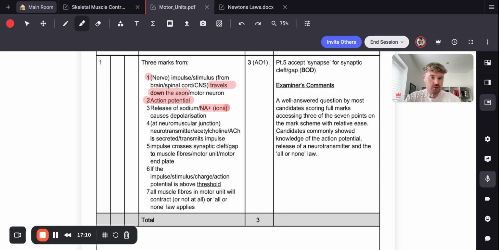That is created by sodium ions causing depolarization for point 3. Then the neurotransmitter is secreted into the synaptic cleft for point 4. The neurotransmitter then crosses the synaptic cleft until it gets to the muscle fibers for point 5. And then if the action potential has reached the threshold, all of the fibers in that one motor unit will contract. So points 6 and 7 are for the all or none law. So that's maximum marks there for an OCR mark scheme.